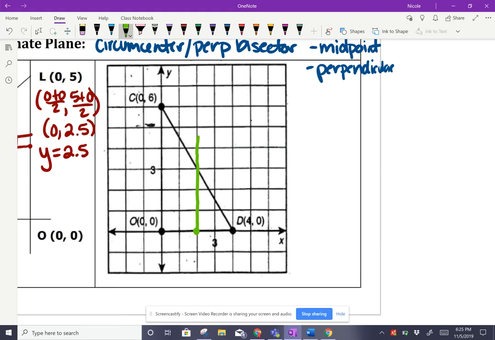So I have a total of 6 steps down from 0, 6 to 0, 0. So I'm only going to go halfway, which is going to be 3. So right here, and this line is vertical. So to be perpendicular, I need to make a horizontal. And look where they cross each other. So this equation is y equals 3. This equation down here is x equals 2. So my circumcenter is happening at 2, 3.